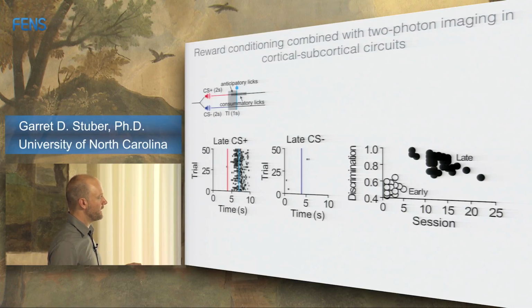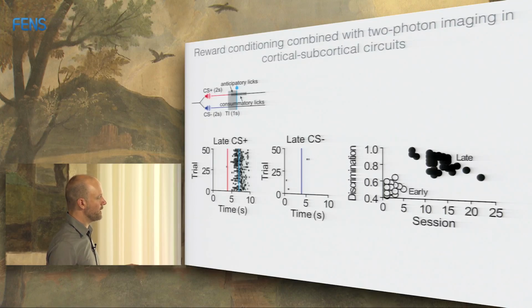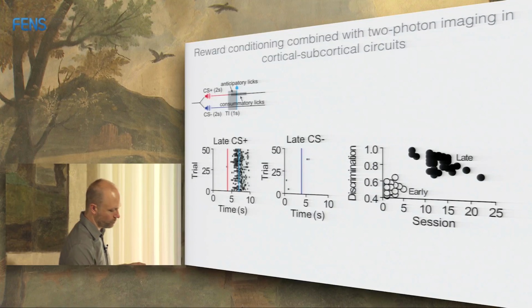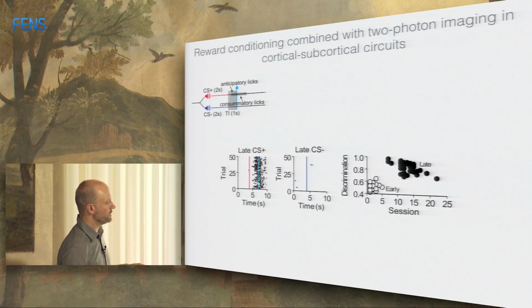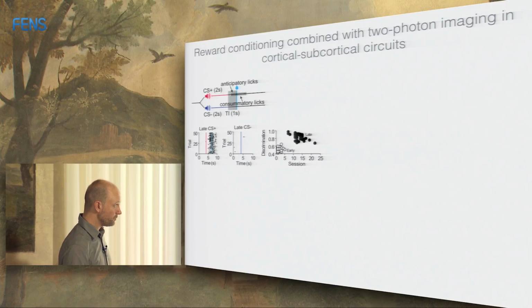So we have tasks where animals that are head-fixed and under the 2-photon microscope can use a cue to guide their behavior. So we have a cue that's associated with a reward, a conditioned stimulus, that's always followed by sucrose, and we have another stimulus that's never followed by the delivery of the reward. And then we can probe to see how different cell types are encoding these based on the projection targets.